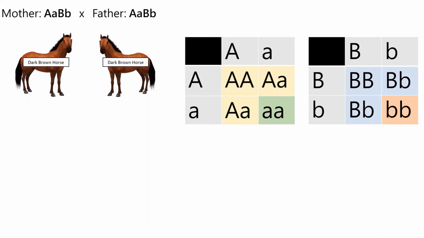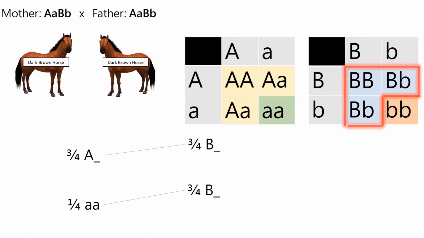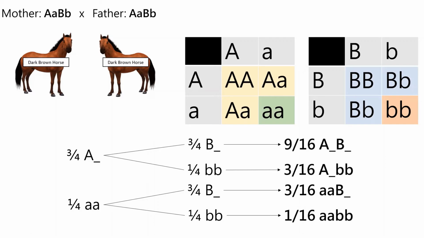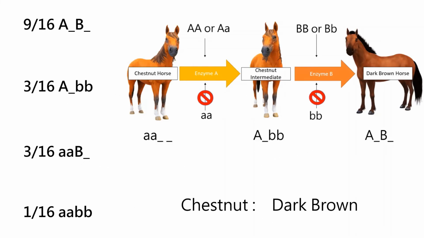The big A allele appears in 3/4 of the offspring, while homozygous little a only appears 1 out of 4 times. Independent of the first gene, any of the offspring have a 3/4 chance of also possessing a big B allele and a 1 out of 4 chance of inheriting two little b's. Then we simply multiply our fractions across and combine the genes. We can take our probabilities and compare them to our epistasis pathway to determine the offspring phenotype probabilities.